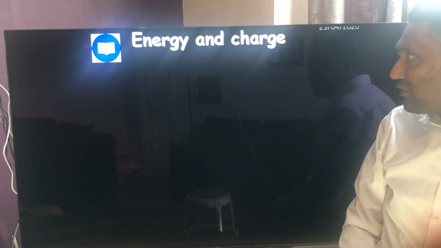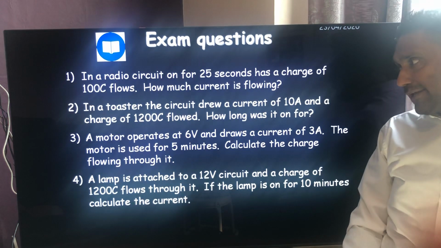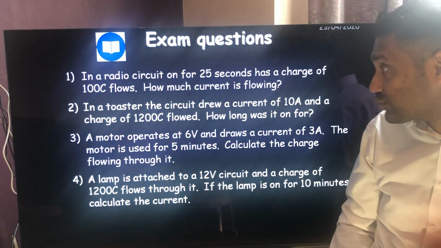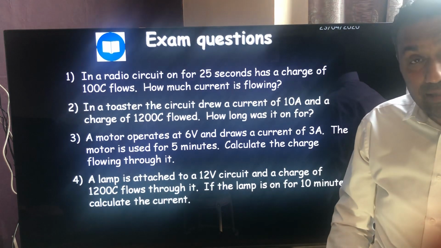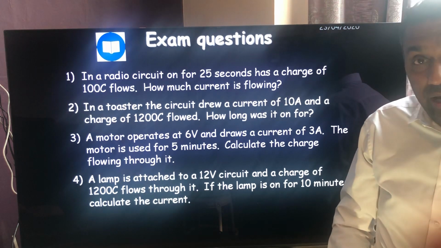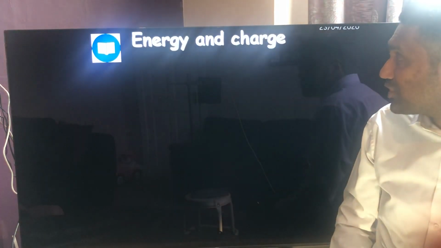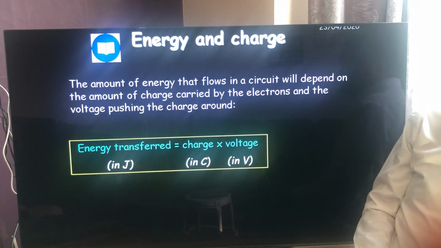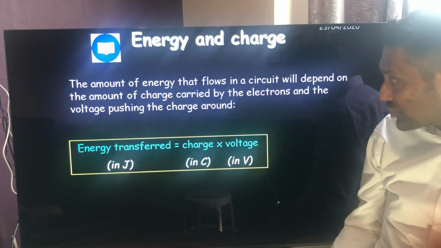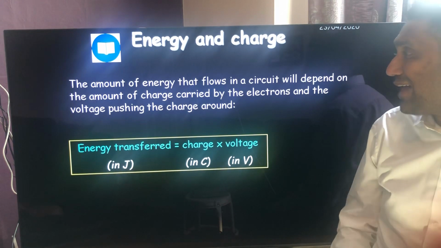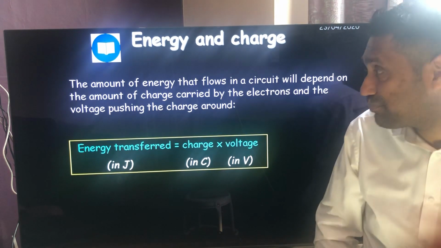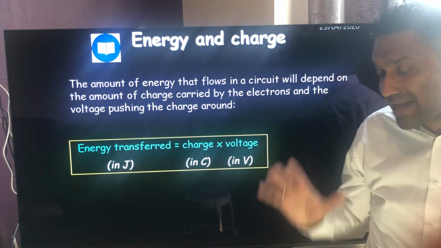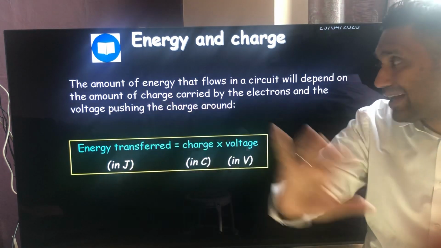So if you've got that, that's fantastic. If you're not sure, go back and have a look at it and go back to the previous slide with the equation as well. The last thing we will look at today is another equation: the relationship between energy and charge. The amount of energy that flows in a circuit will depend on the amount of charge carried by the electrons and the voltage, or the potential difference, pushing the charge around. How much energy is pushing that charge about.